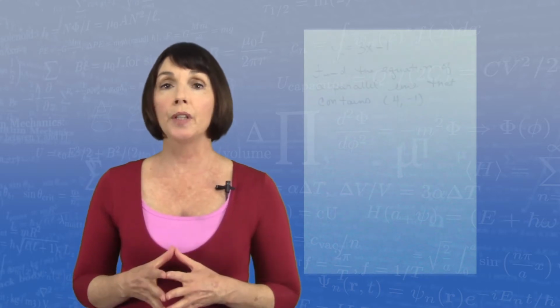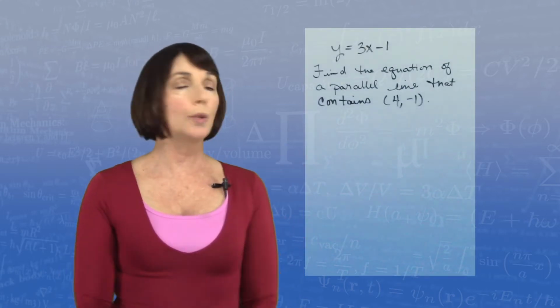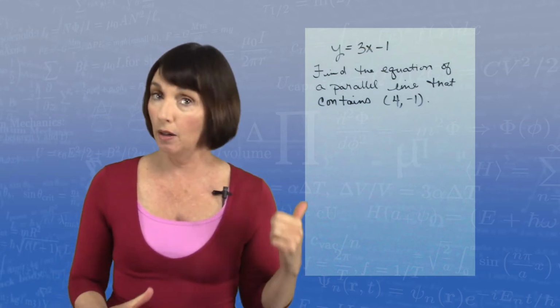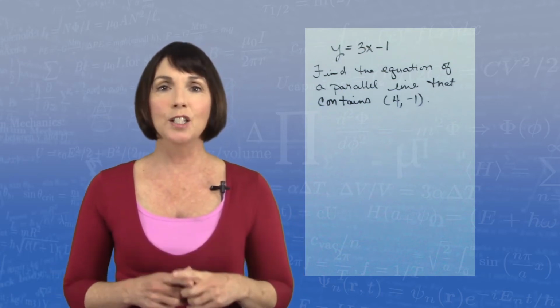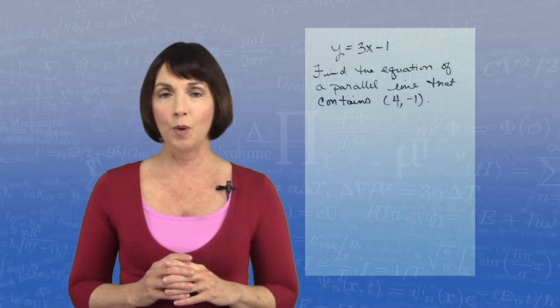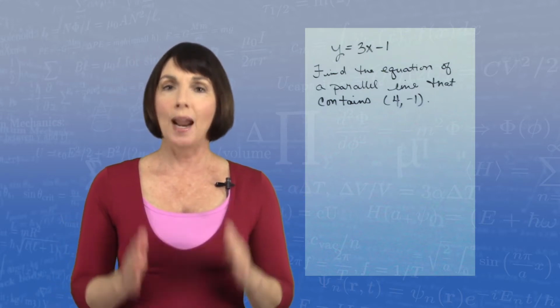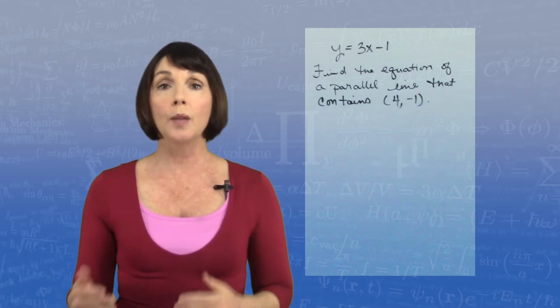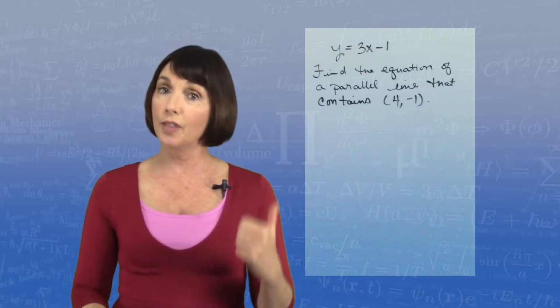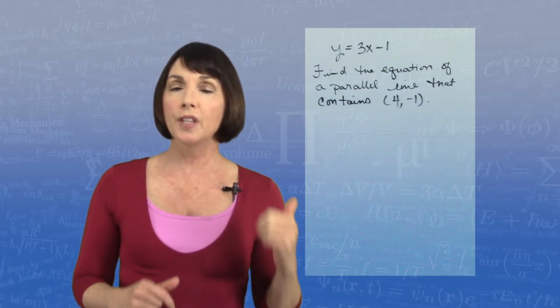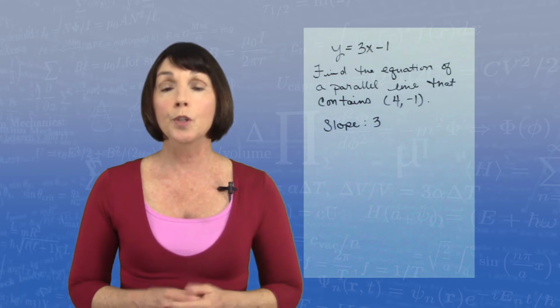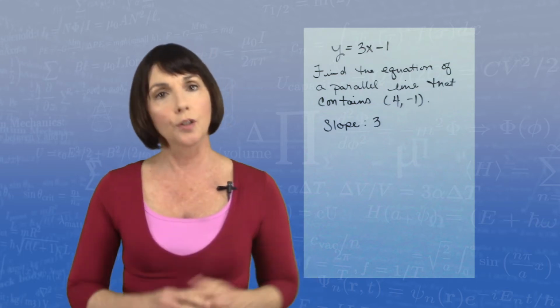Okay, let's take a look at an example. I have the equation of a line here, y equals 3x minus 1. And I want to find the equation of a line parallel to this line that contains the point (4, -1). Parallel lines have the same slope, so our new line will have the same slope as this line. The slope of this line is 3. It's the number multiplying x. So the slope of our new line is also 3.